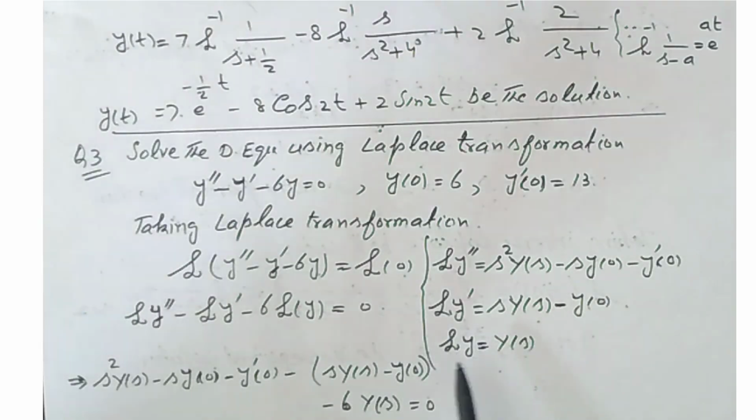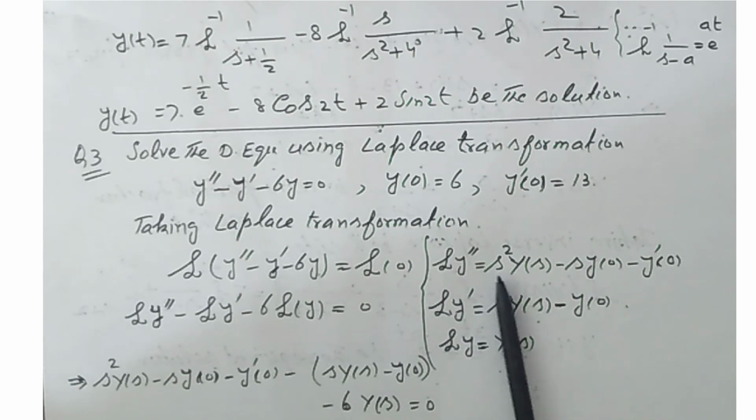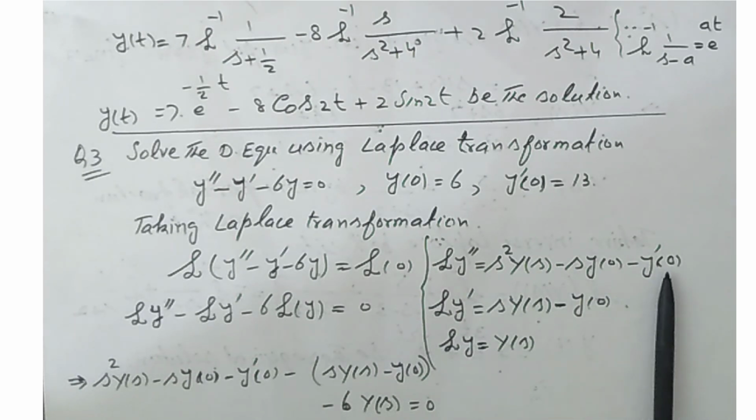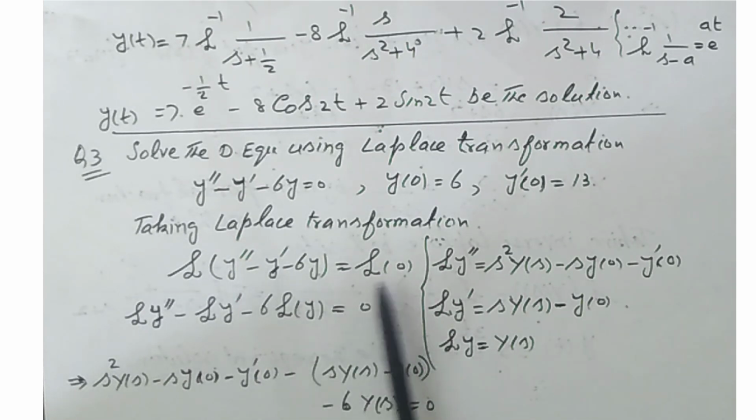So these are the formulas. Laplace of y double dash equals s square Y of s minus s y0 minus y dash 0, Laplace of y dash equals s Y of s minus y of 0, and Laplace of y equals Y of s. So this can be written as Laplace y double dash minus Laplace y dash minus 6 Laplace y equals Laplace 0, which equals 0. Using these formulas, Laplace y double dash becomes s square Y of s minus s y0 minus y dash 0, minus Laplace y dash equals s Y of s minus y0, and Laplace y equals Y of s, and this is equal to 0.